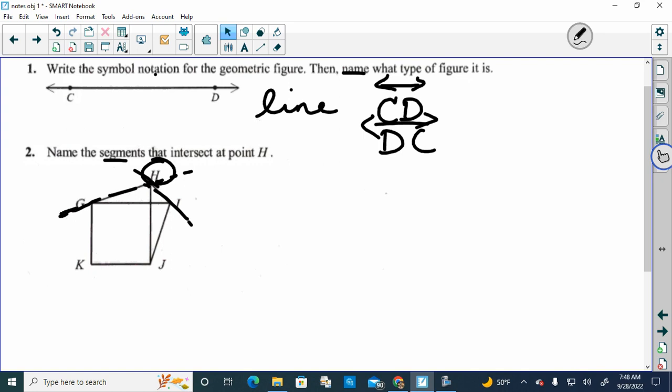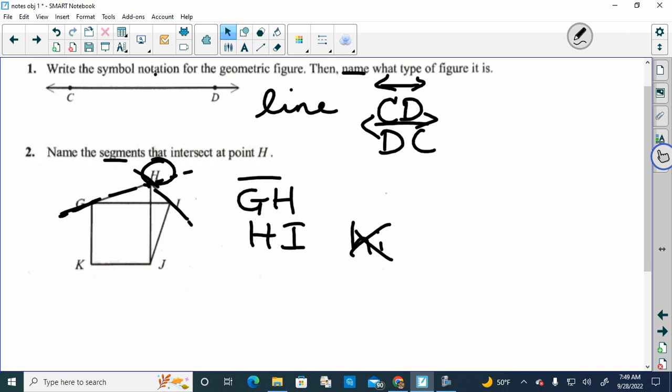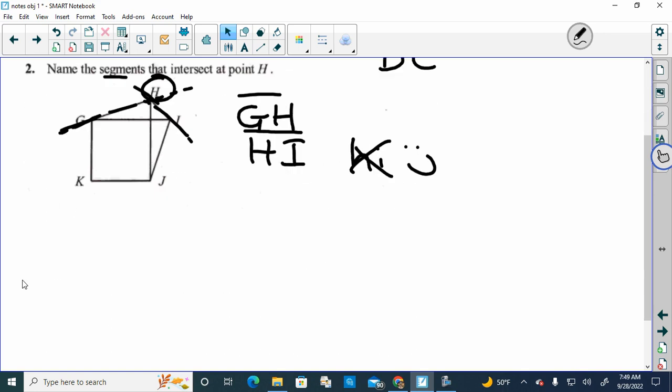Okay, so this segment is GH. Okay, and again, it does not matter the order of those letters, just make sure they're capitalized. But the word segment means it's just going to be a bar, not a line. Okay, and then the other one is HI, and again, if you put this, that would be wrong. All right, moving on to the next one. So that one would be worth 2 points as well.